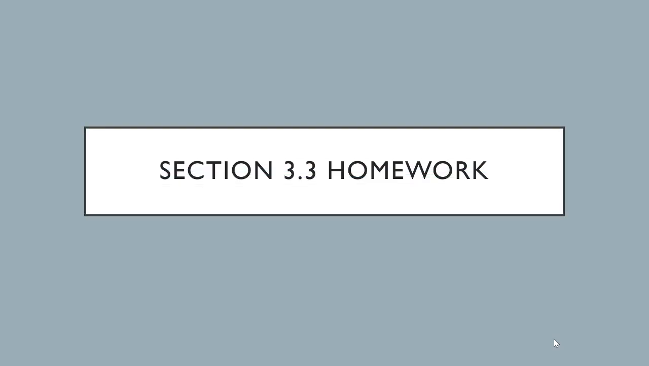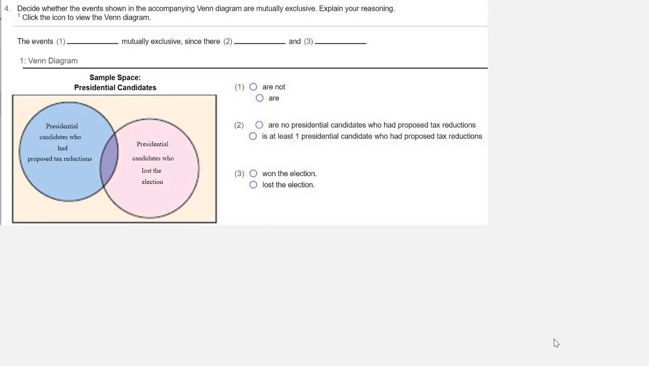We're looking at homework from section 3.3 today, specifically question number 4. Let's look at the statement of the problem. Decide whether the events shown in the accompanying Venn diagram are mutually exclusive. Explain your reasoning.